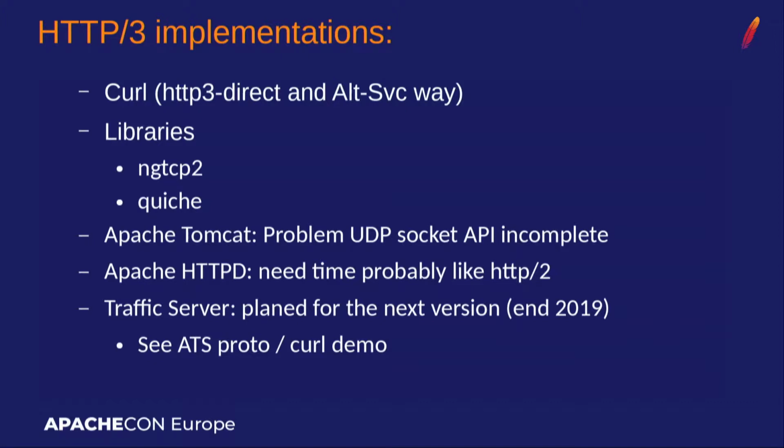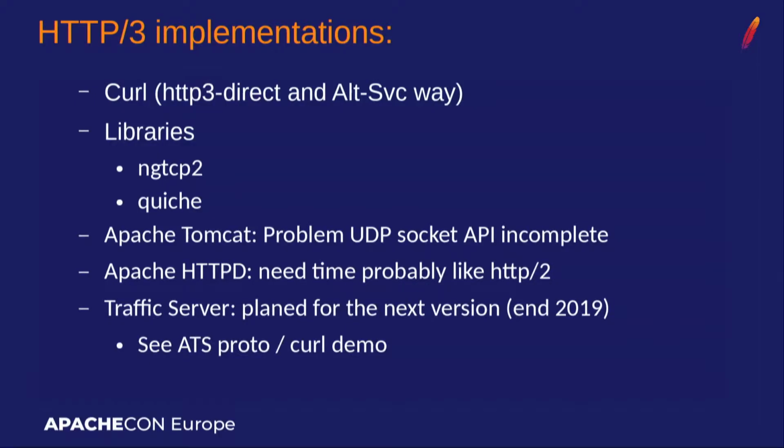We have been looking at this in our server. In Tomcat, we have a different problem because that requires UDP, and the UDP API is quite incomplete compared to the TCP one, so it's probably quite difficult to implement these things. We don't know yet how we're going to do that. In Apache HTTPD, it needs some time. It will probably use an external library. We don't know yet when we're going to start to implement it.